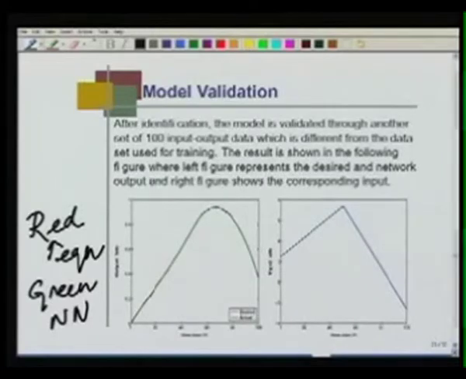So, in a sense we can say that the actual system identification has been done. That is, the equation that represents a model of a specific surge tank has been again represented using a back propagation network having two hidden layers.